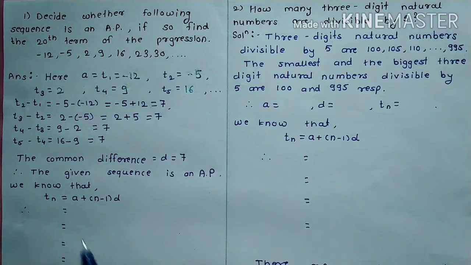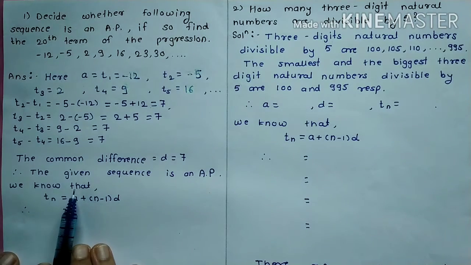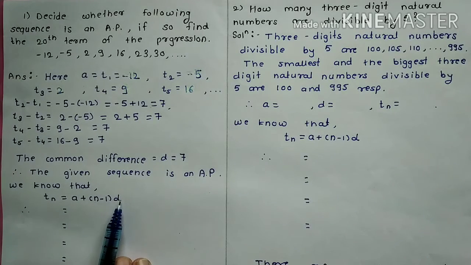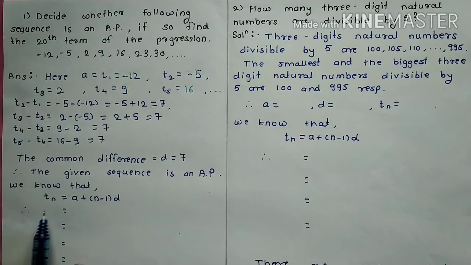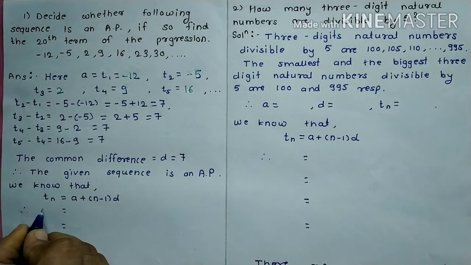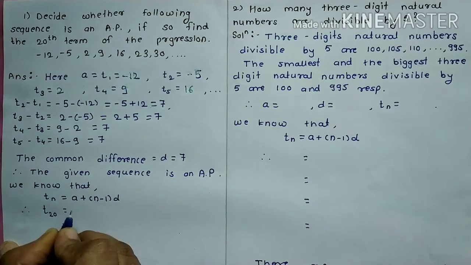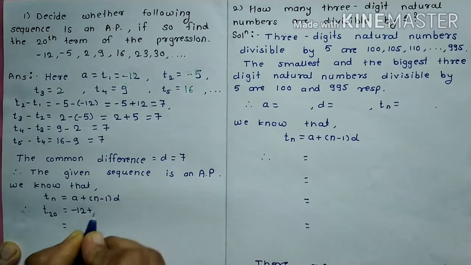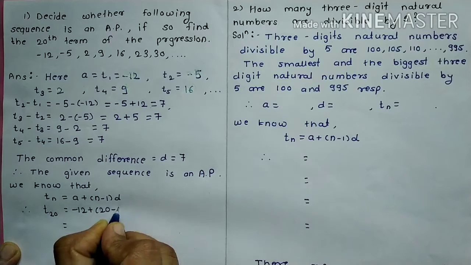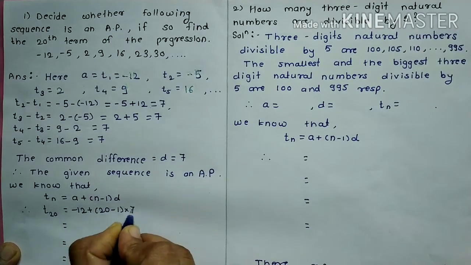Now we have to find the 20th term of this progression. We know the formula for the nth term is Tn equal to A plus n minus 1 into D. Now substitute values. N means 20th term. Therefore T20 equal to A, which is minus 12, plus n is 20 minus 1, and common difference D is 7, into 7.